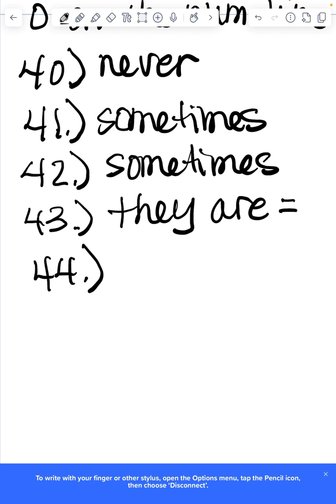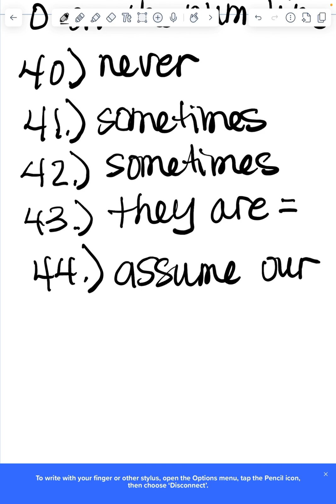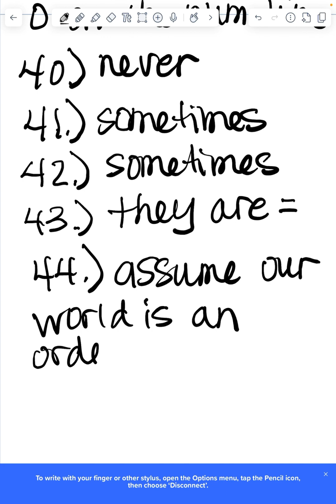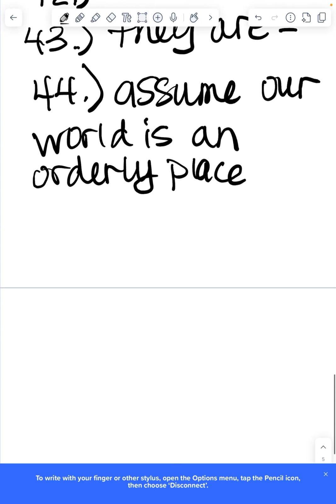Number 44. What assumption is necessary for number lines to be useful? Well, in order for number lines to be useful, we have to assume that our world is an orderly place, which we know it is. That's how God designed it. That's why math is so cool, because math is possible because of God's design. All right, we're going to move on.